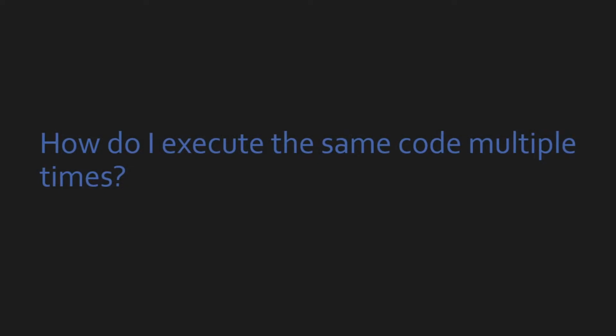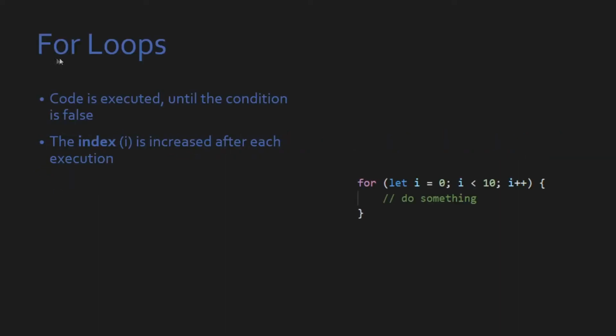Okay, how do I execute the same code multiple times? This can also be done with for loops. It's executed until the condition is false. This is the condition right here. This is what happens after every iteration, after every execution. This is the index, this is the definition of the index, which is incremented here, which is increased each time.